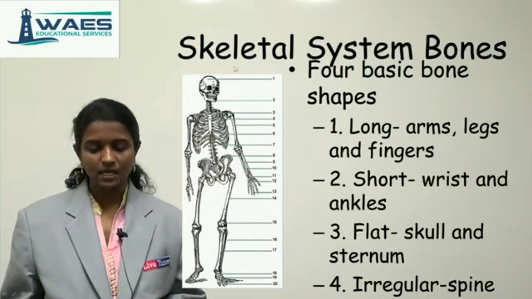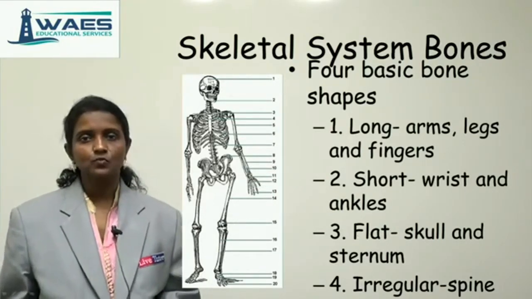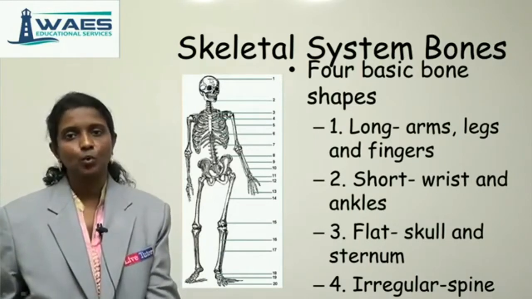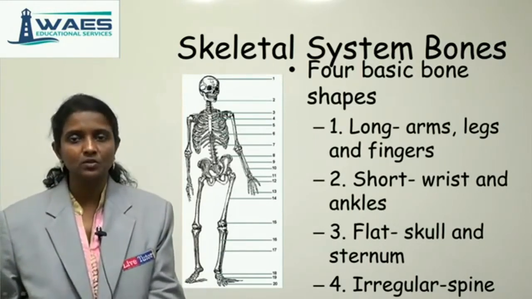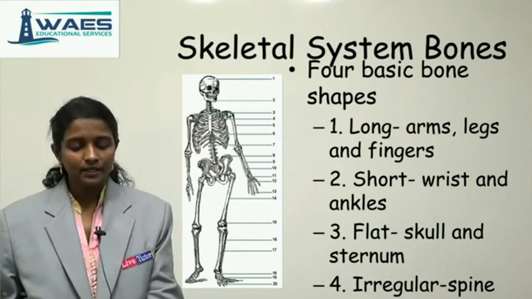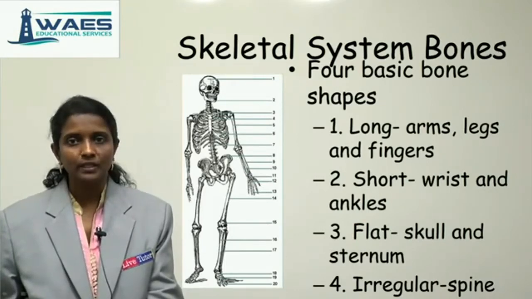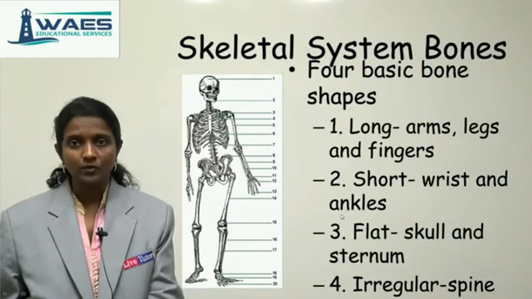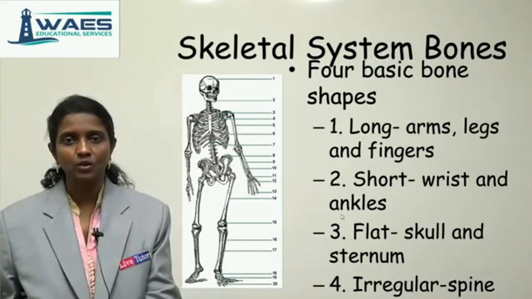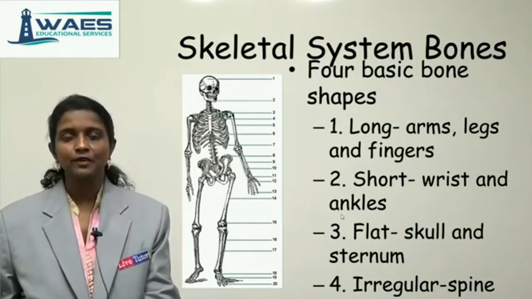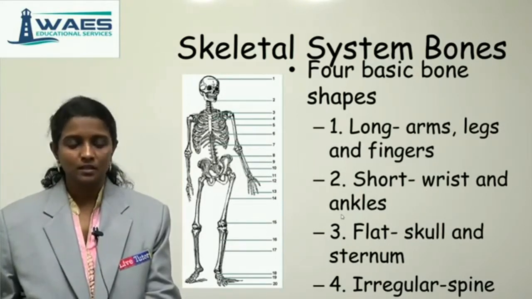Then flat bones, like the skull bone. The skull bone is very flat. It does not have bone marrow, so it cannot produce RBCs or WBCs. We call this the cranial bone, or brain box, which is made up of very flat bones, and they do not produce any blood cells.